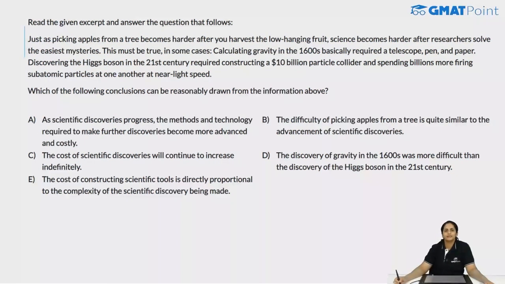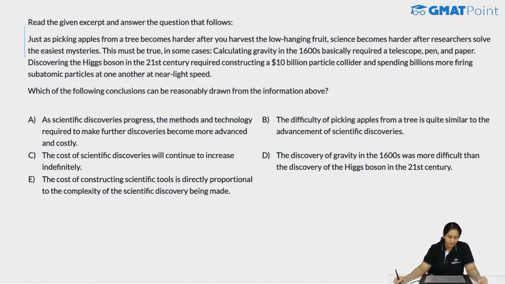Hi friends, welcome to GMAT Points video series. I'm Sayali Kale. In this particular video, we have a critical reasoning question where we have to find out which conclusion can be made. So a conclusion is not given. We have to identify, based on the information, based on the premise, which conclusion necessarily follows.